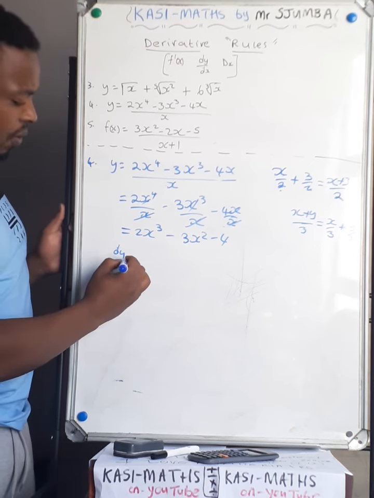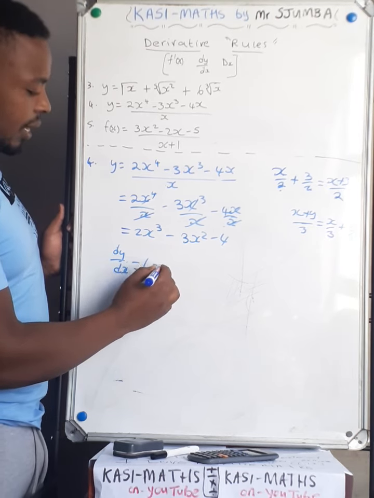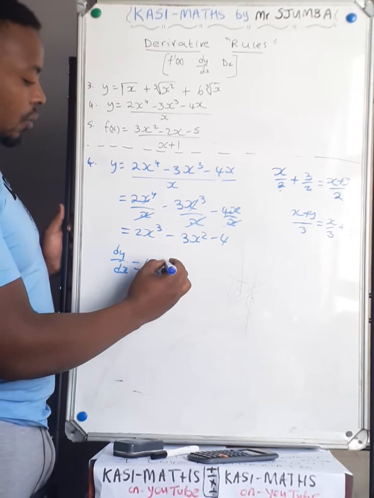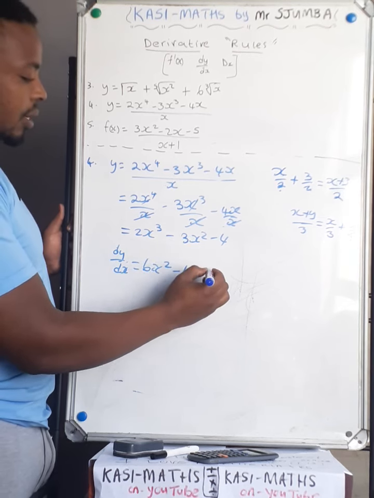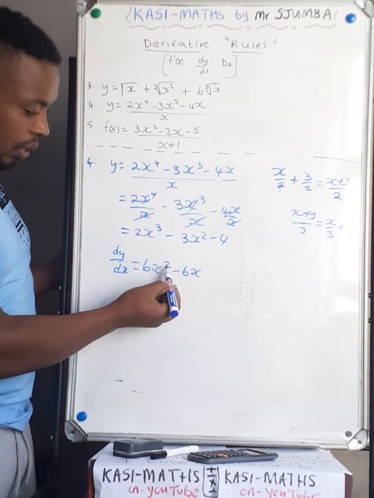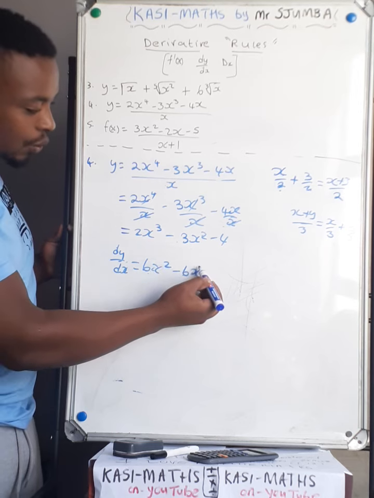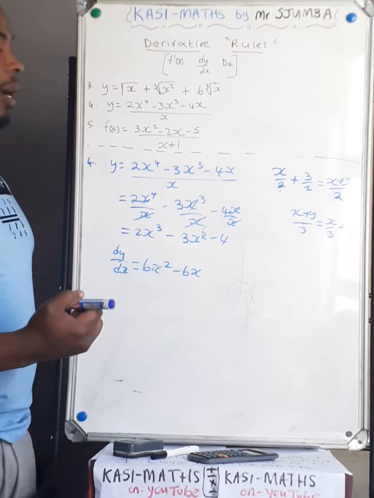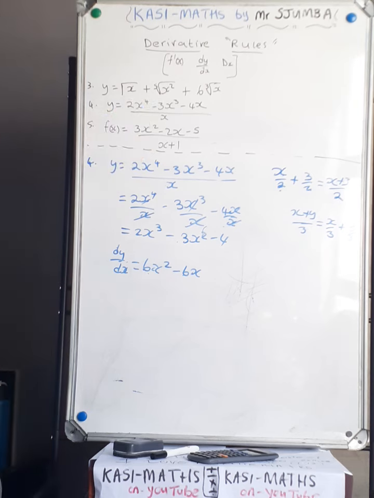We're going to have dy/dx, which will equal 6x squared, then minus 6x, and then plus 0. Because 3 times 2 is 6, 3 minus 1 is 2, 2 times negative 3 is negative 6, 2 minus 1 is 1, and the constant becomes 0. So let's go to the last example.